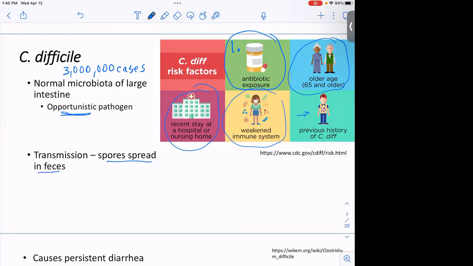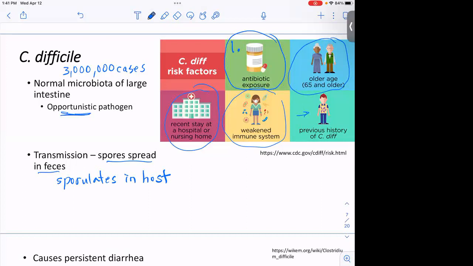So this is the one exception. Remember last time I said organisms that sporulate will do so in the environment and not in the body. Okay, this is the one exception to that. So C. diff will sporulate in the host.